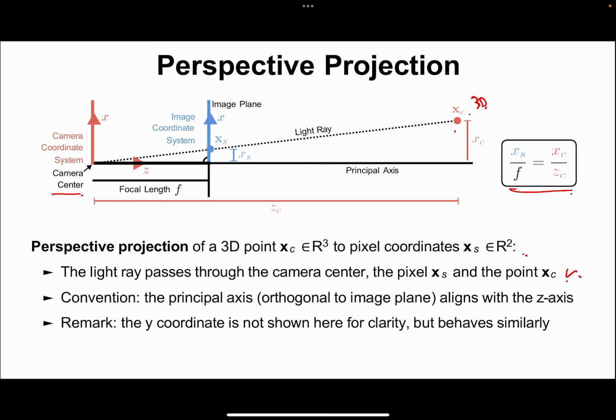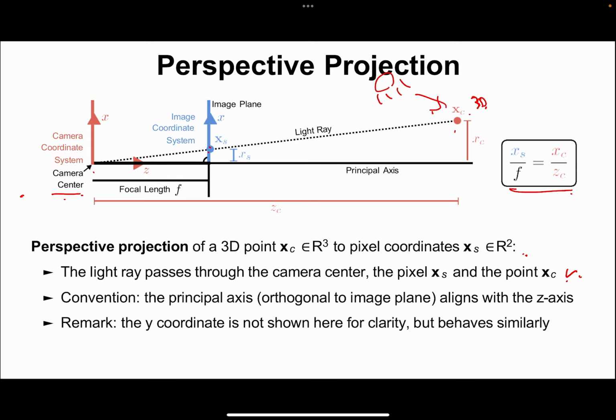And there should be a light source, there is the sun, and light hits this object, and reflected light comes to the camera center. And the light ray passes through the camera center, here the pixel S and the point XC. So in the physical camera model, the axis should be here, but we are now using the mathematical camera model, so the axis is here.